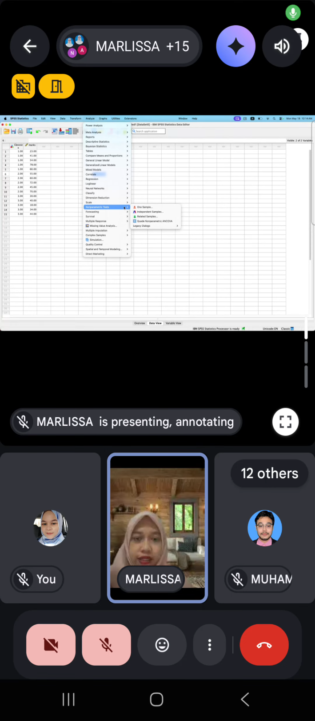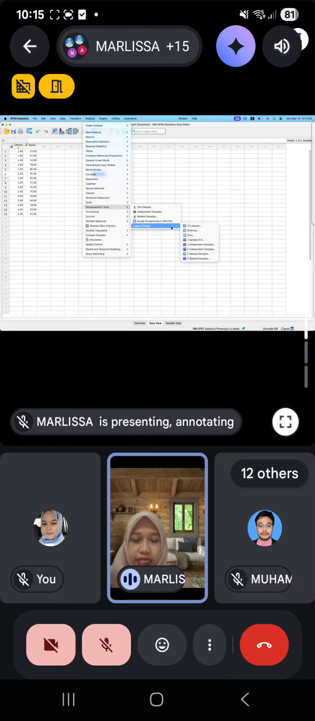Parametric test. Pick legacy dialogues. Okay, legacy dialogues. So here you have one sample, two independent samples, and K independent samples. So pick K independent samples, because here it is more than two independent samples, right? If you use the independent sample t-test and you want to use the non-parametric, you can pick this one. But for ANOVA, you have to pick K independent samples.